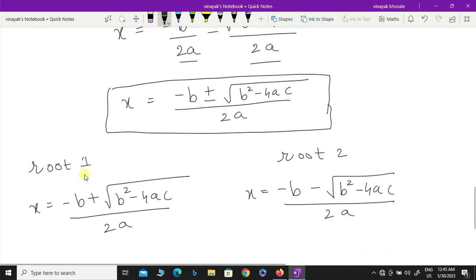So if you want to find root 1 of the given quadratic equation, you can use this formula, and if you want to find root 2, you can use this formula.